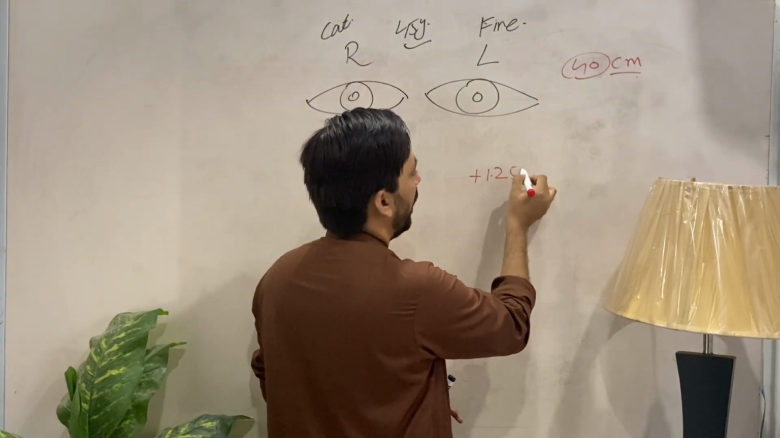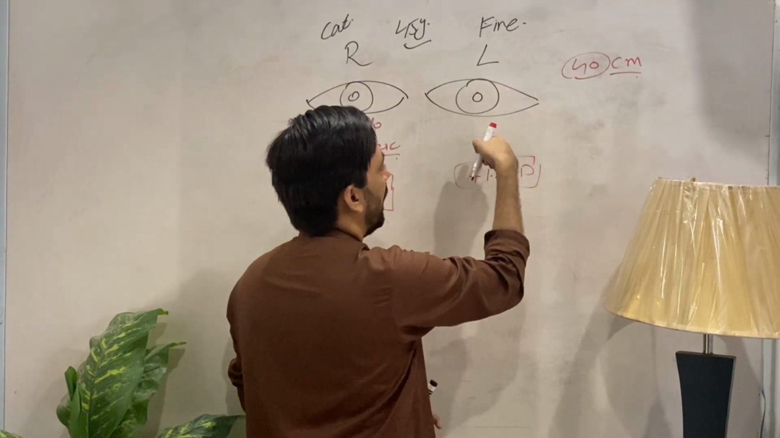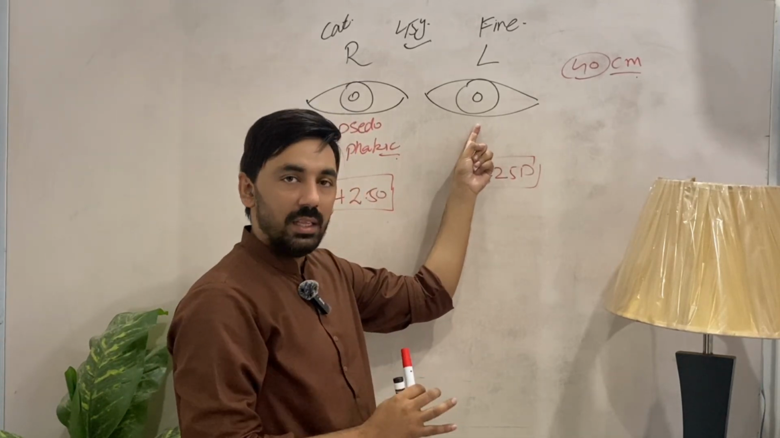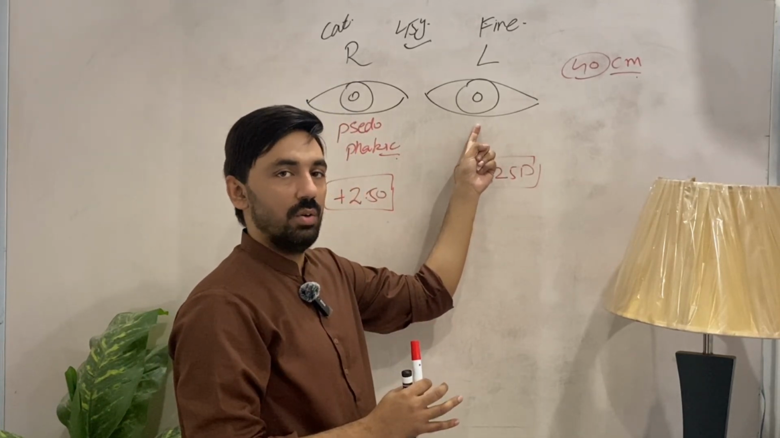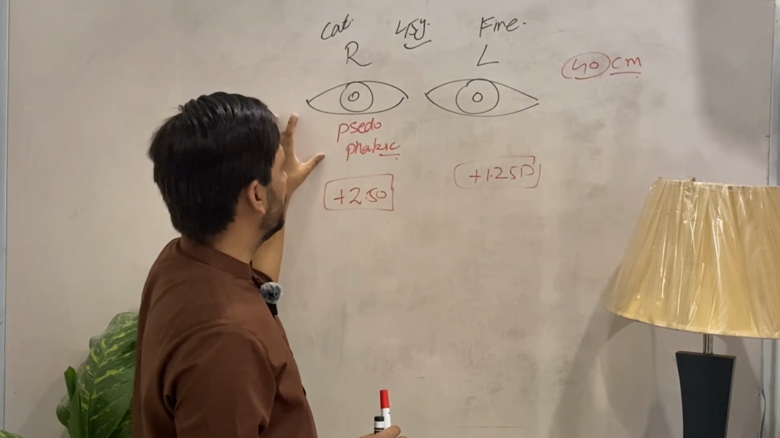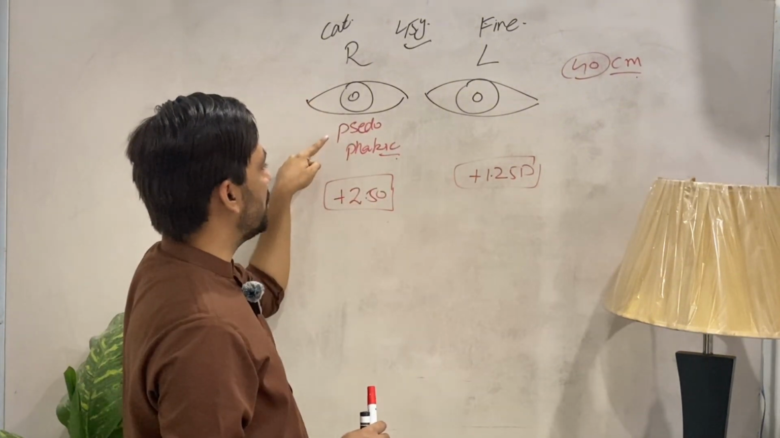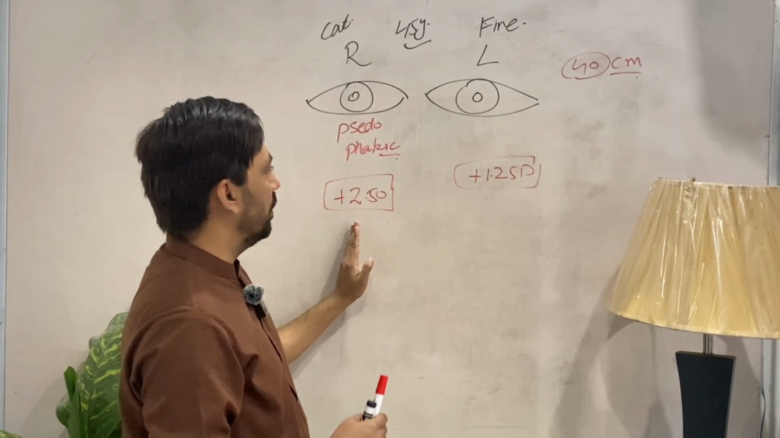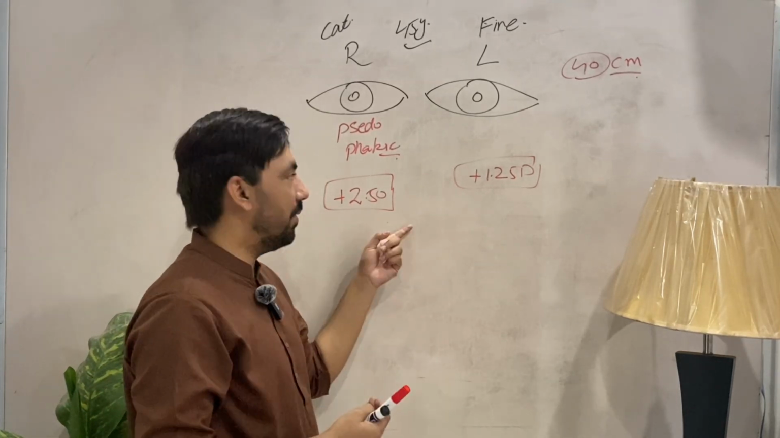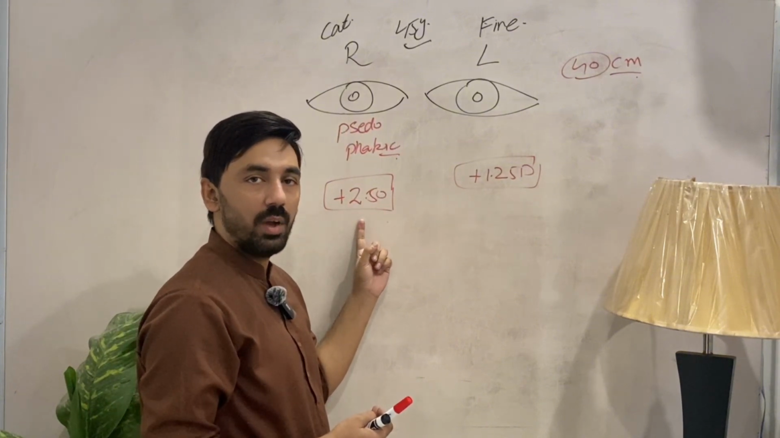But tentatively, we usually prescribe +1.25 diopters in the left eye, because this eye does not have any intraocular lens, or does not have any cataract surgery. So this is fine. So this eye got cataract surgery and the eye is pseudophakic right now, and according to the working distance of the patient, we prescribe +2.5 in the right eye, 2.5, right?